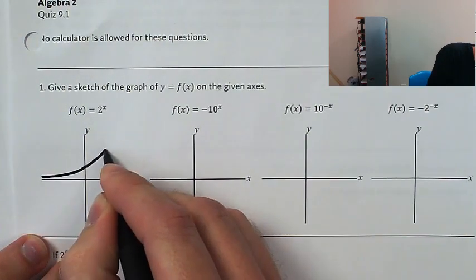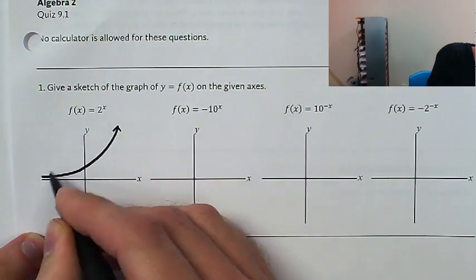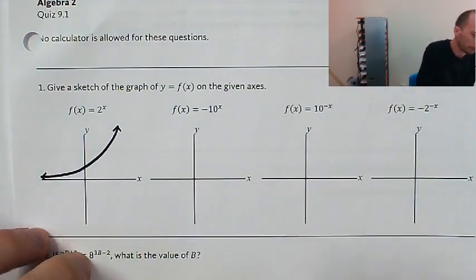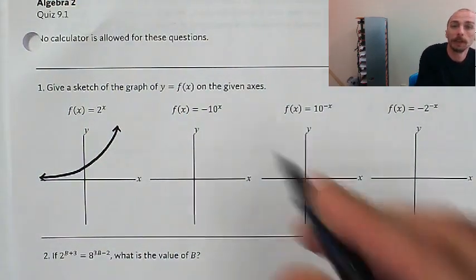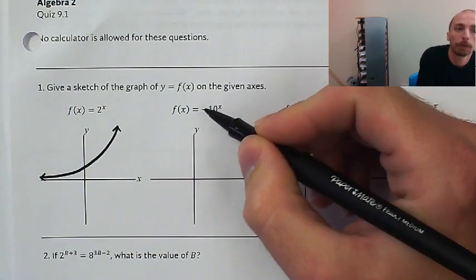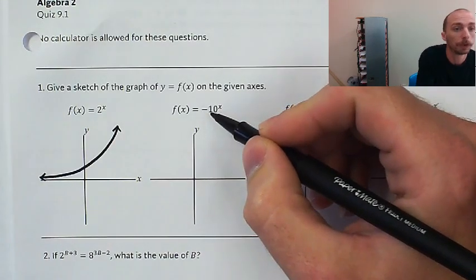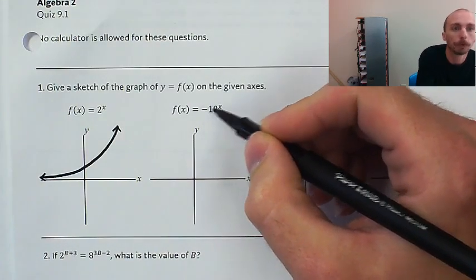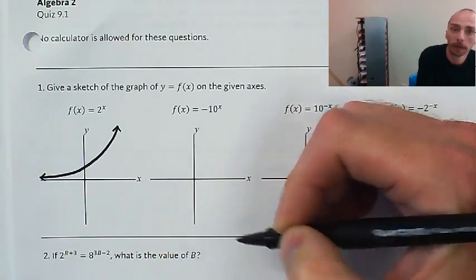Positive growth. Okay. Negative of 10 to the x, remember PEMDAS, exponents before multiplication by -1. So it's still going to be exponential growth, but it's going to be negative growth. So it's going to be negative and growing in the negative direction.